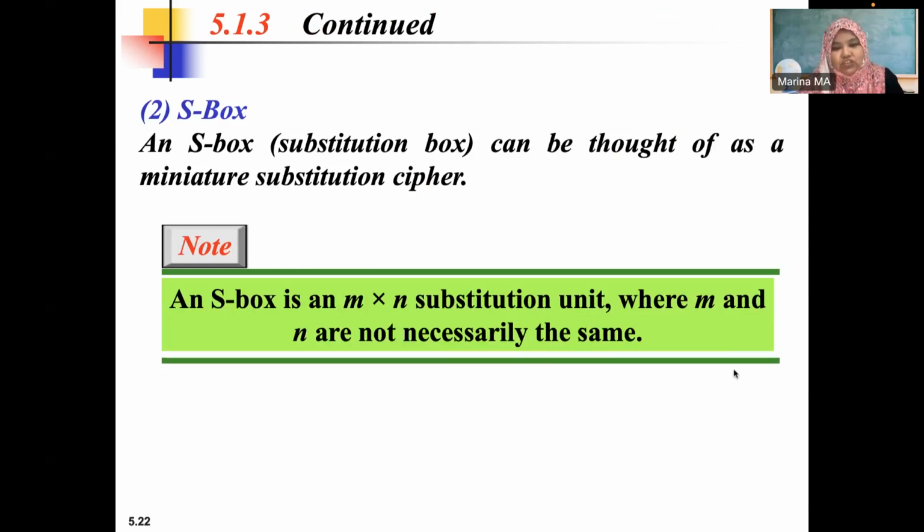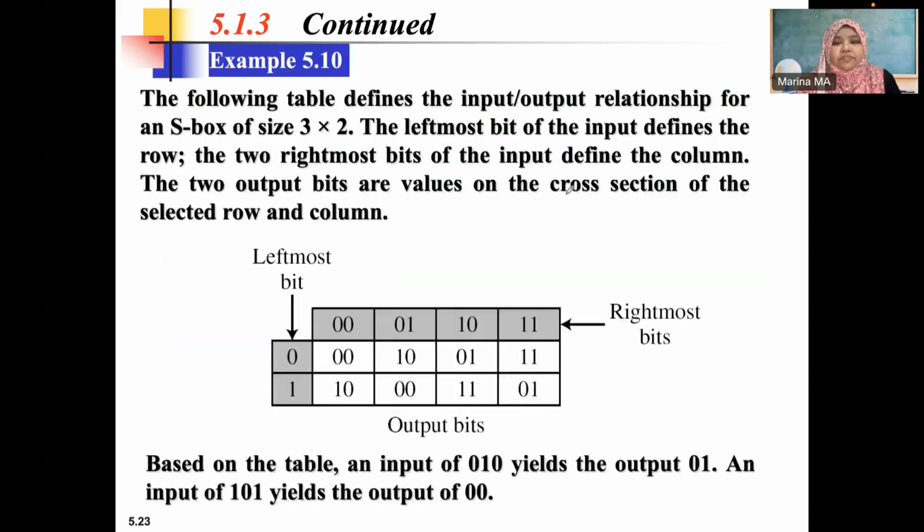miniature substitution cipher. So just like the P-box, you have M times N, plain text size times ciphertext size. The S-box also is that way. So you can draw the mapping of an S-box like this, a table like this. The following table defines the input-output relationship for the S-box.